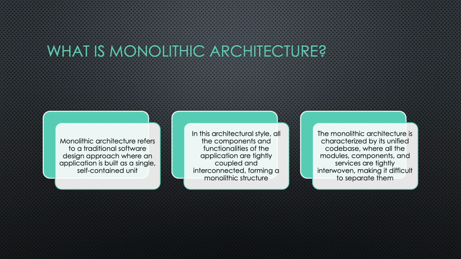What is monolithic architecture? Monolithic architecture refers to a traditional software design approach where an application is built as a single, self-contained unit. In this architectural style, all the components and functionalities of the application are tightly coupled and interconnected, forming a monolithic structure. The monolithic architecture is characterized by its unified codebase, where all the modules, components, and services are tightly interwoven, making it difficult to separate them.